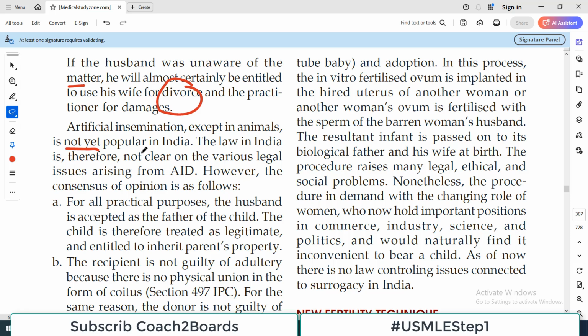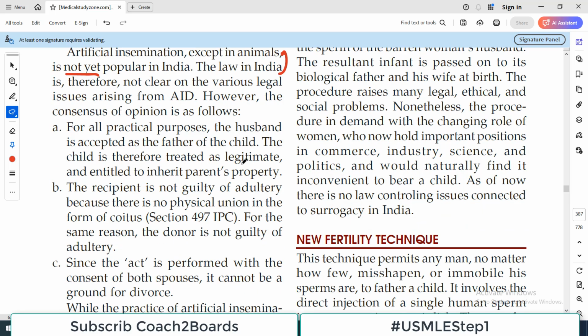The law in India and likewise in other neighboring countries is, therefore, not very clear. And therefore, you know, मेरा ये ख्याल है कि आने वाले दिनों में और सालों में बहुत सारे ऐसे केसेस होंगे जिसमें लीगैलिटीज बहुत क्लियर नहीं होंगी. Okay? However, the consensus opinion is as follows. For all practical purposes, the husband is accepted as the father of the child. So that's the clarity. भले sperm किसी और का है, but the husband is considered as the father.